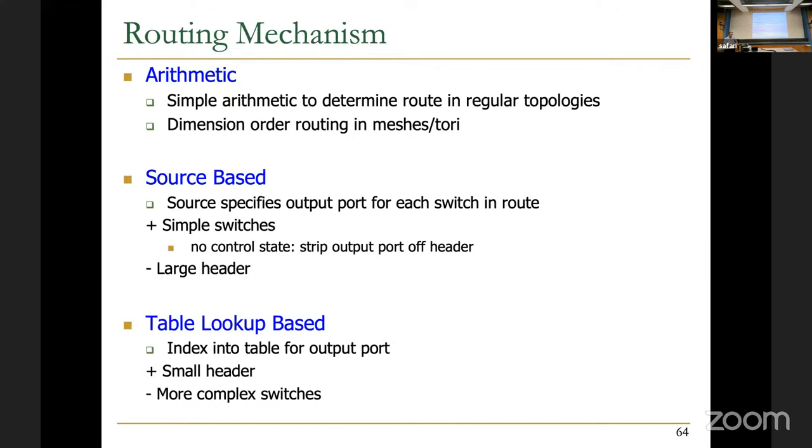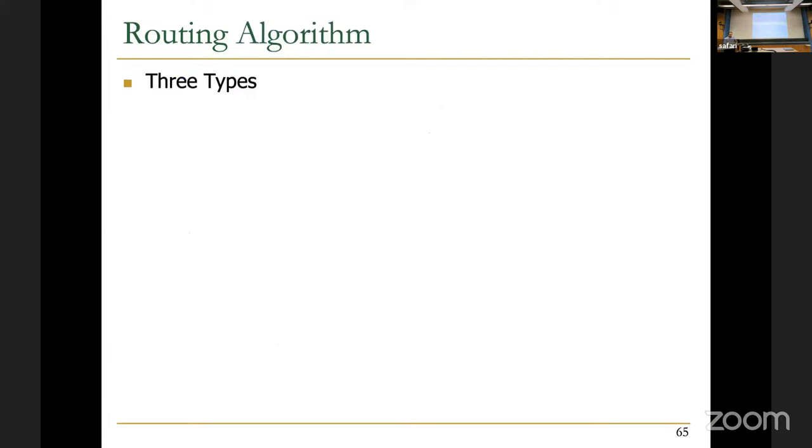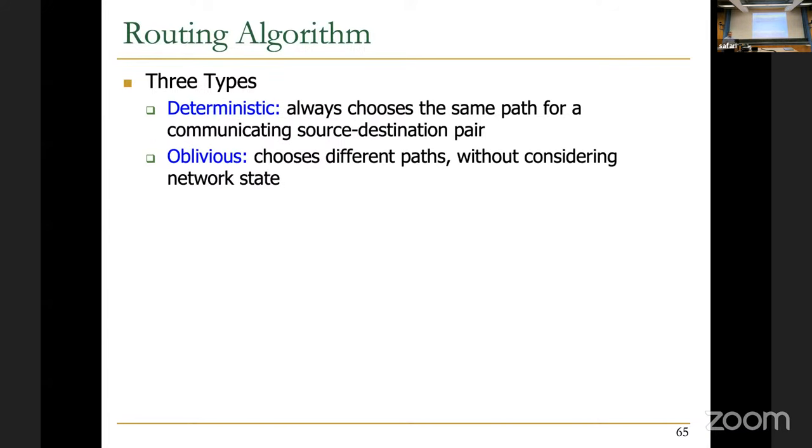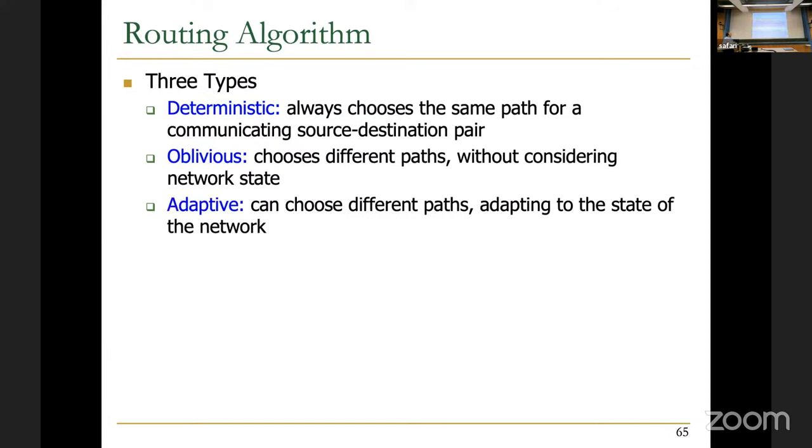But you can also categorize routing algorithms in another way, by the way they offer paths. They could be deterministic, which always choose the same path for a communicating source and destination pair. It could be oblivious, which chooses different paths from source to destination, but without considering network state, so they are oblivious to the network state. Or they can be adaptive, which can choose different paths from source to destination and adapt to the state of the network.